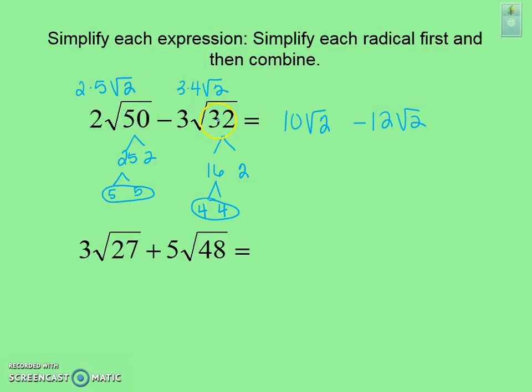Before, I was not going to be able to combine these because they were not the same radical. Now I have a radical 2 with both of them, so I can take 10 and subtract 12, and I get negative 2 square root of 2.